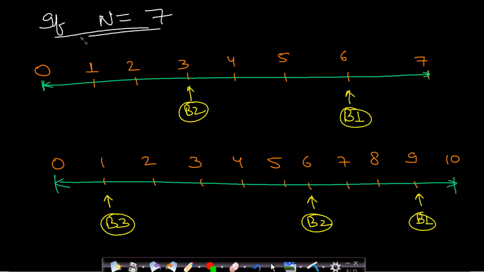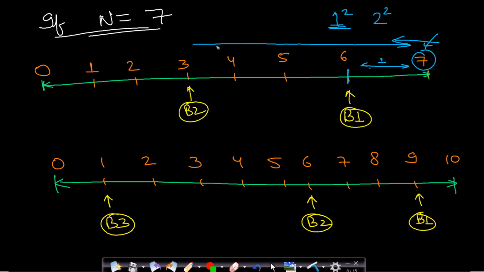Let us say your n value is equal to 7. This is the number line which I have drawn. Now where can you put the breakpoints? The first breakpoint can be at a difference of 1 square. Moving from right to left, at 1 square you can put a breakpoint. Now if you consider this 7 again as your starting point, and want to find the next breakpoint, that can be a 2 square. What is the 2 square difference point? It is 3, because this difference is 2 square, which is 4. So the next breakpoint will be at 3.